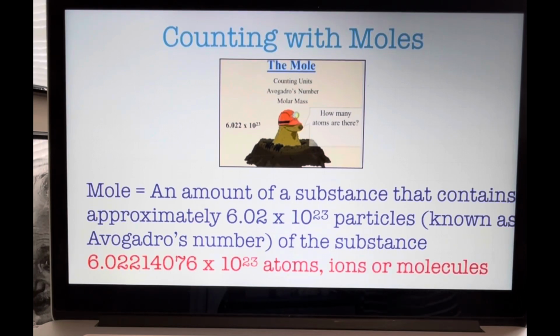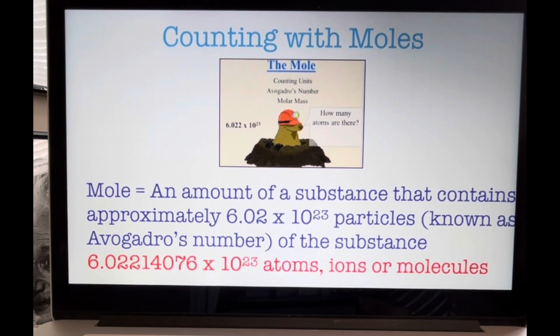or atoms. Well, in 1811, an Italian chemist named Amedeo Avogadro provided the number chemists could use to describe large amounts of very small particles. Chemists use moles to count atoms, ions, or molecules. So the definition of a mole is an amount of a substance that contains approximately 6.02 times 10 to the 23rd particles of the substance.